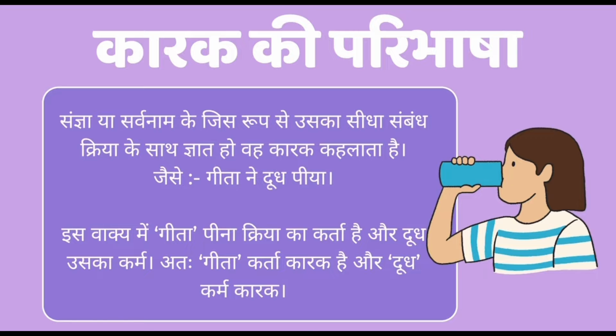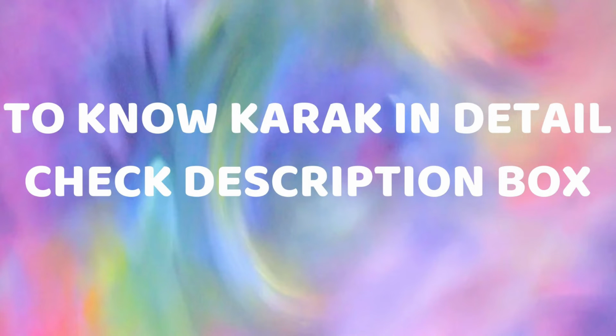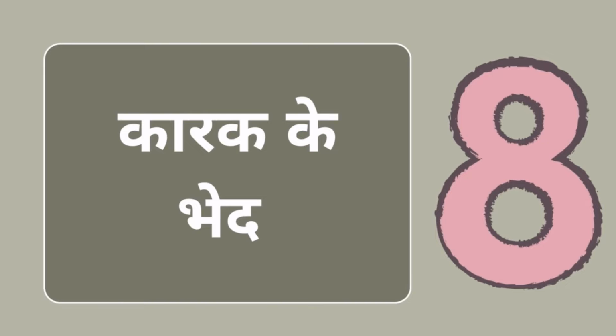It means the form of a noun or pronoun which shows the relationship with other words or verb. In the sentence, it is called karak. In short, karak are words that connect subject, object and verb to each other to form a sentence. We have 8 types of karak in Hindi.